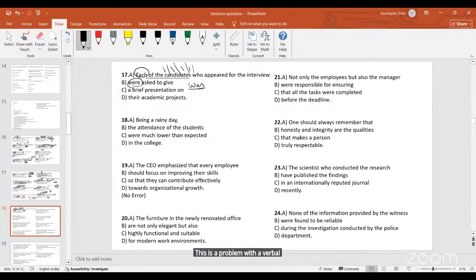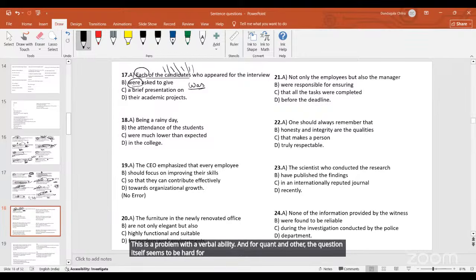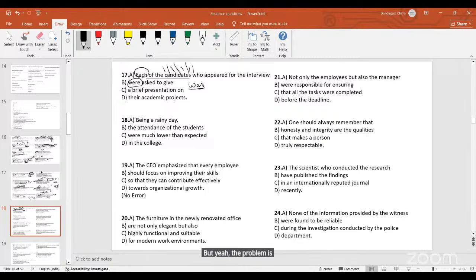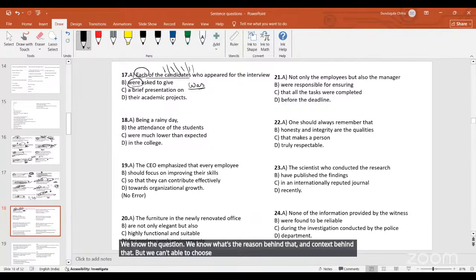And for quant and other sections, the question itself seems hard for us, but we get the exact answer. But here the problem is we know the question, we know the reason and context behind it, but we can't choose, and get stuck between two options. That is a problem, right?